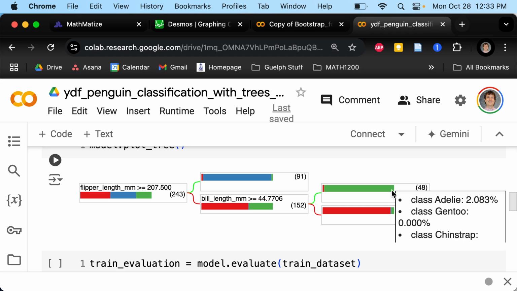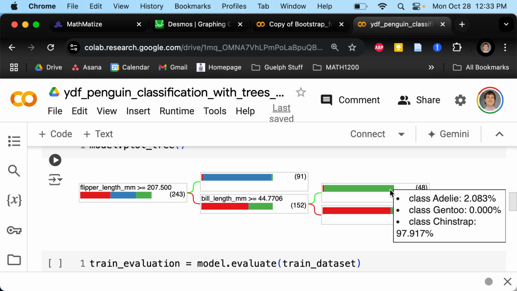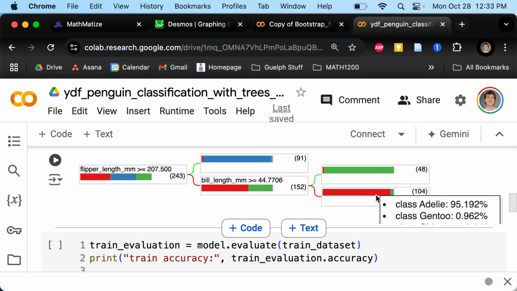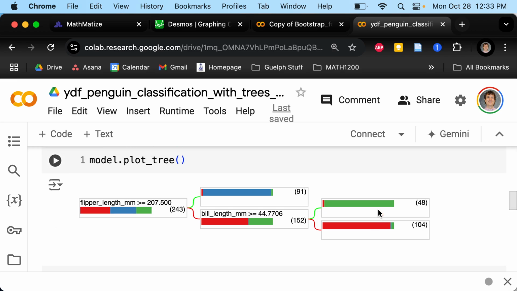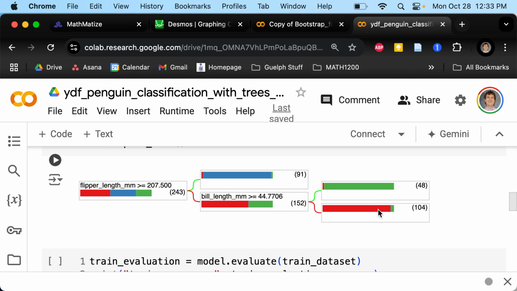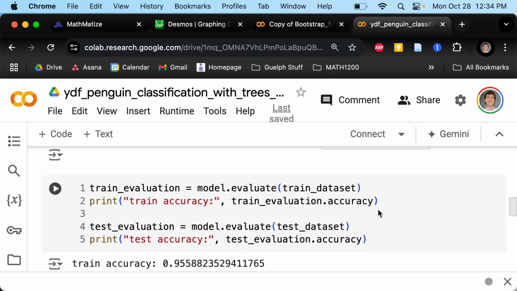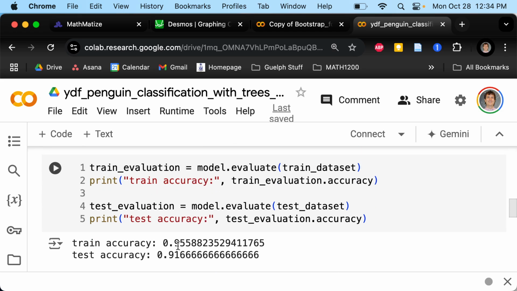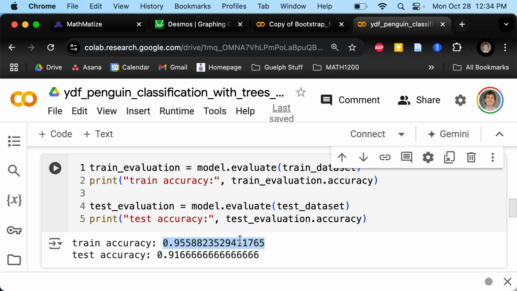Okay. So here, 97% of them are Chinstrap, and 95% of them are Adelie. So that's what a tree looks like on a real life data set. You can also take this tree and feed it through a test set. So this was actually only on a training set. You feed it a test set, and you can see that on the training set it was 95% accurate, but on the test set it was only 92% accurate.